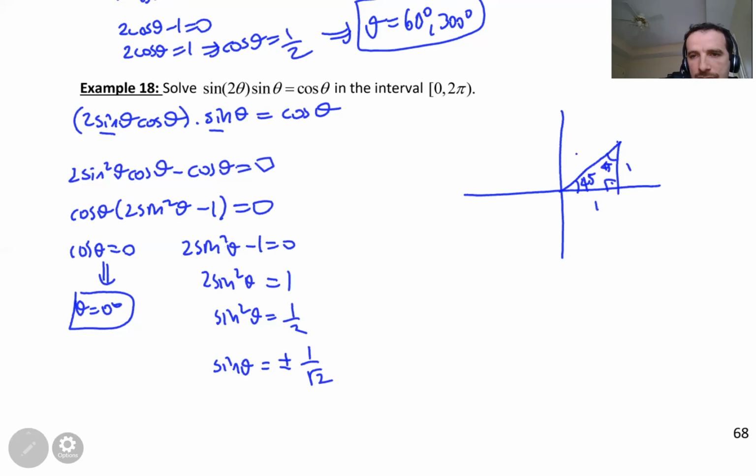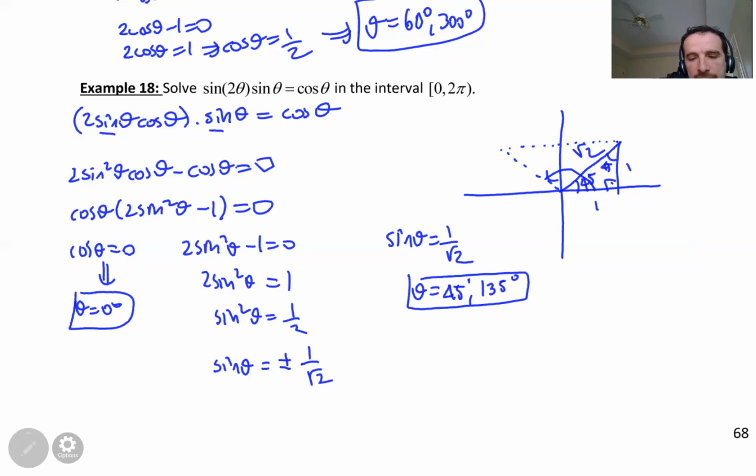1, 1, root 2, right? So sine 45, okay, maybe I can separate these cases. There are 2 solutions here, right? Let me first work on sine is equal to 1 over root 2, okay? Sine is equal to 1 over root 2 when theta is equal to 45. And again, the other angle that gives the same sine is this angle, which is 135, right? Okay, these are the other solutions, but we are not done yet.